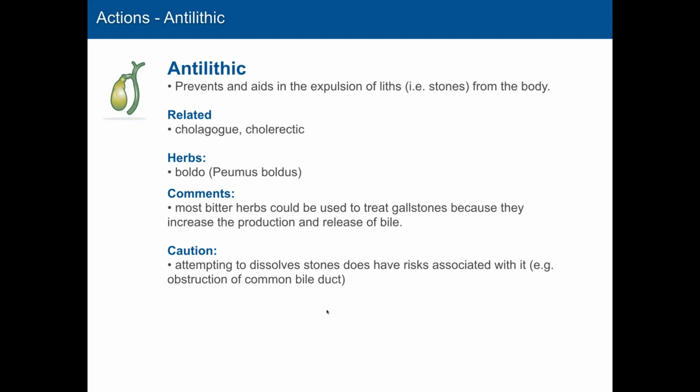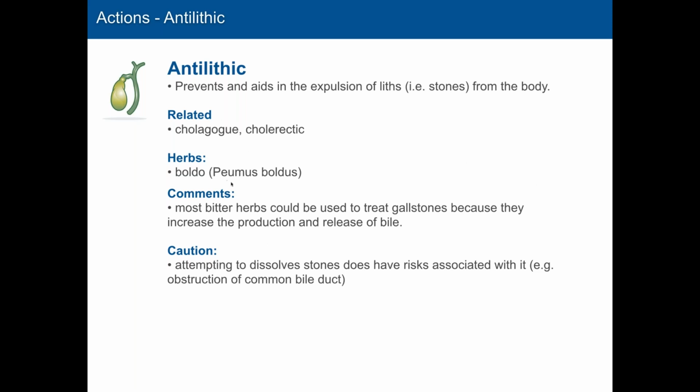So anti-lithic herbs are often used for gallstones, but other ones are used for kidney stones and gravel in the urinary tract. Those are the two main types of stones they're usually used for. Most bitters will have an anti-lithic effect. There are certain ones like boldo, which I was taught as being a classic archetypal herb for gallstones. But other herbs like dandelion, chicory, gentian all have an anti-lithic effect as well, even though I didn't list it here. So you can make a little note, saying bitters in general.